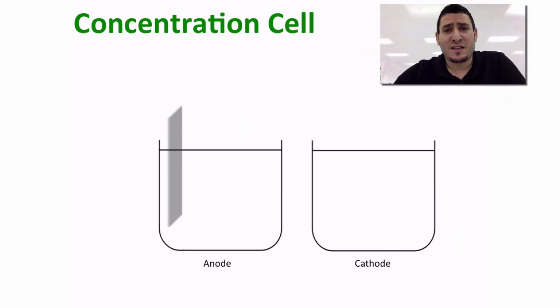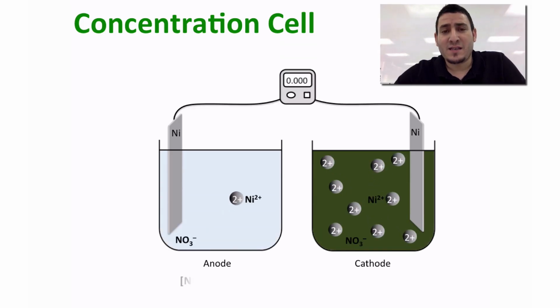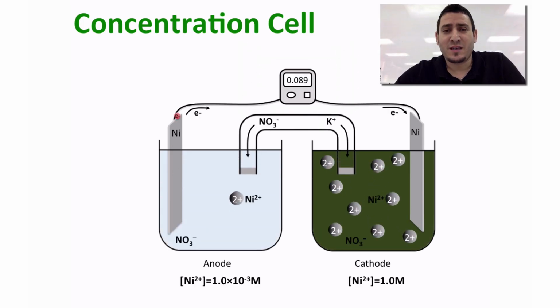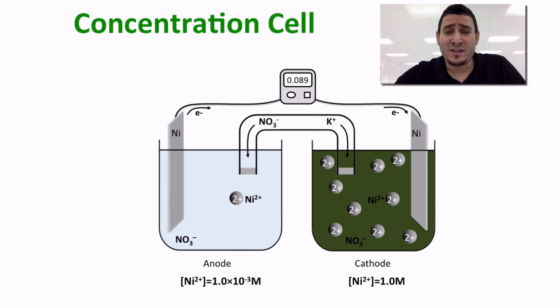A concentration cell is prepared the same way as a galvanic cell. By definition, a cell in which both compartments contain the same component but at different concentrations is called a concentration cell. In the cell described here, the concentrations of nickel in the two compartments are 1 molar and 1.0 times 10 to the power minus 3 molar. The question now: in which direction will the electrons flow in this cell?